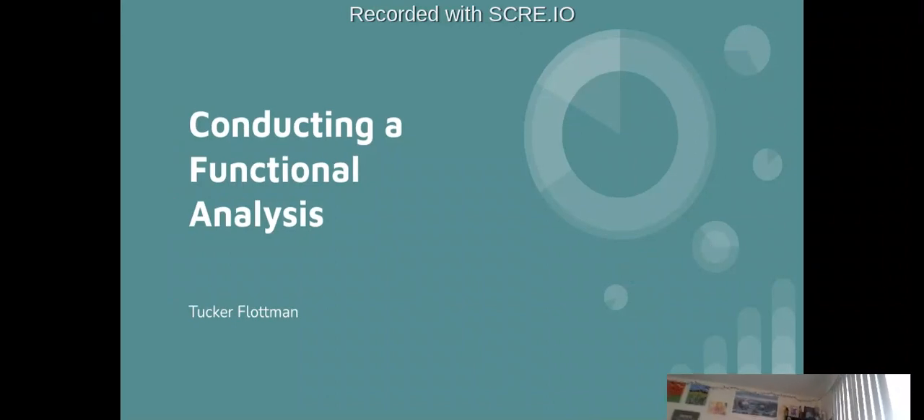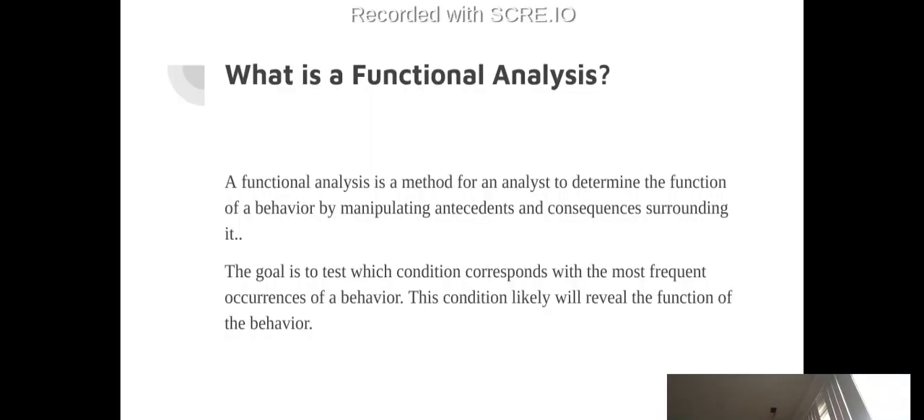We are going to be talking about conducting a functional analysis. Functional analysis is a method that behavior analysts use to determine the function of a behavior. Basically, the way we do that is we manipulate the antecedents, or what happens before the behavior, and the consequences, which is what happens immediately after the behavior.